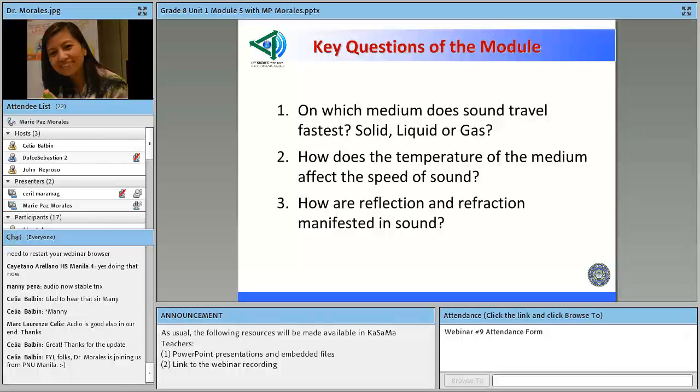Okay, so before going on, since, of course, K-12 is learner-centered, we need to check the students' prior knowledge. And so there are some sample questions in the module which can serve as your pretest. So let's take a look at one of those questions. Ma'am Sel, can we have poll number one, please?